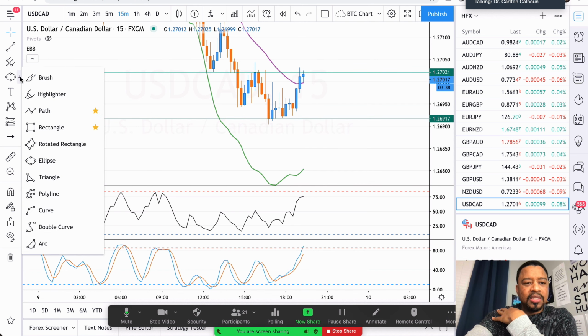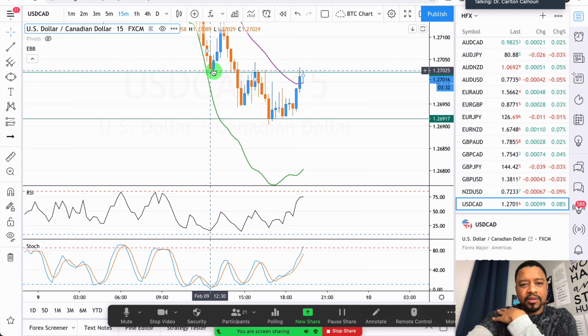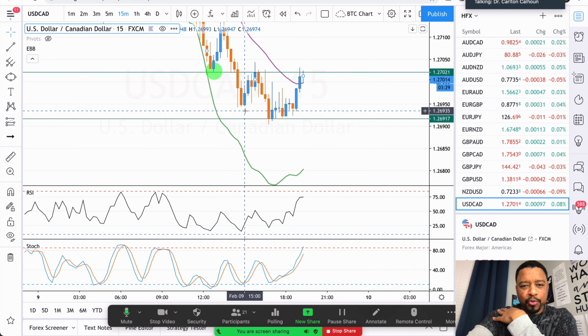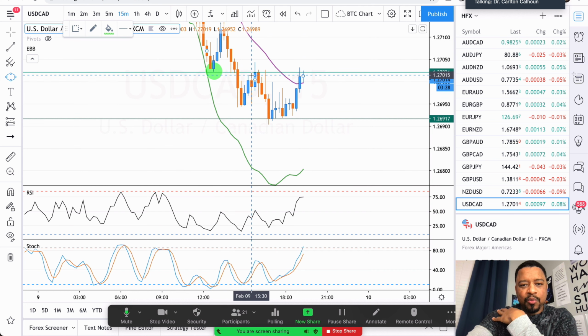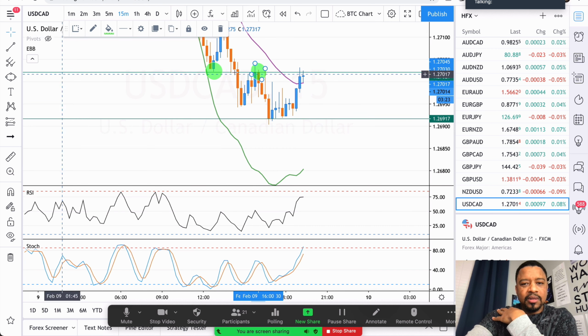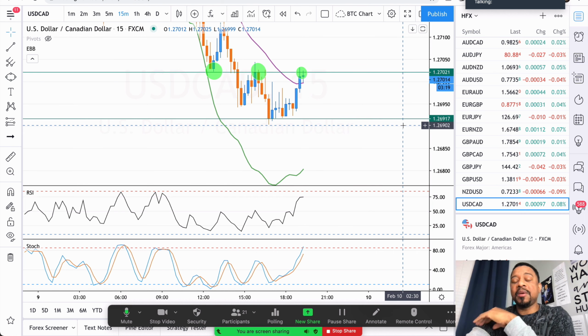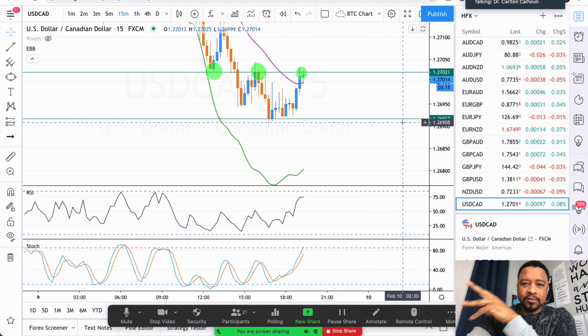Well, I always look at where price is active around a certain area. So it came down to this area. It bounced. It broke through. Look at that. It came right back to the same area. Now look, it's reacting at this area again. Does that make sense? Yeah. So that's what I mark up.